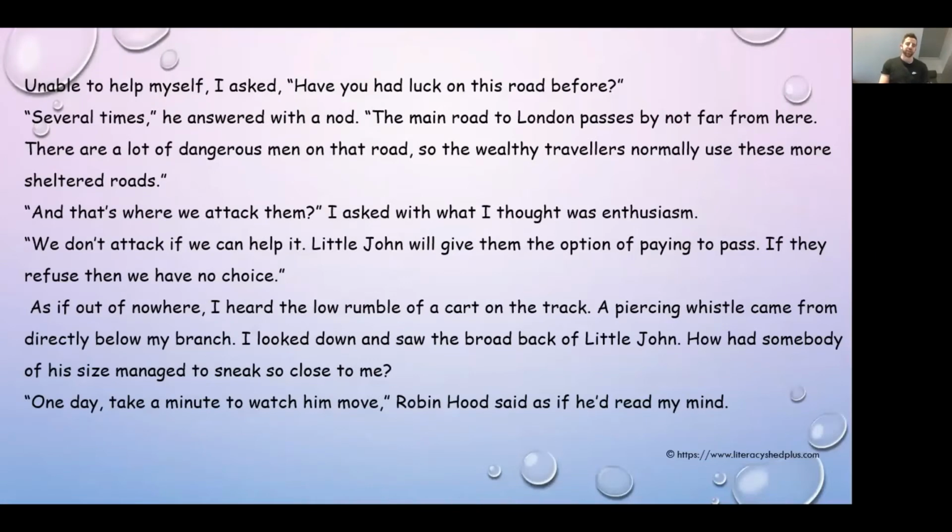Unable to help myself, I asked, "So, have you had any luck on this road before?" "Several times," he answered with a nod. "The main road to London passed us by not far from here. There are lots of dangerous men on that road, so the wealthy travellers normally use these more sheltered roads."